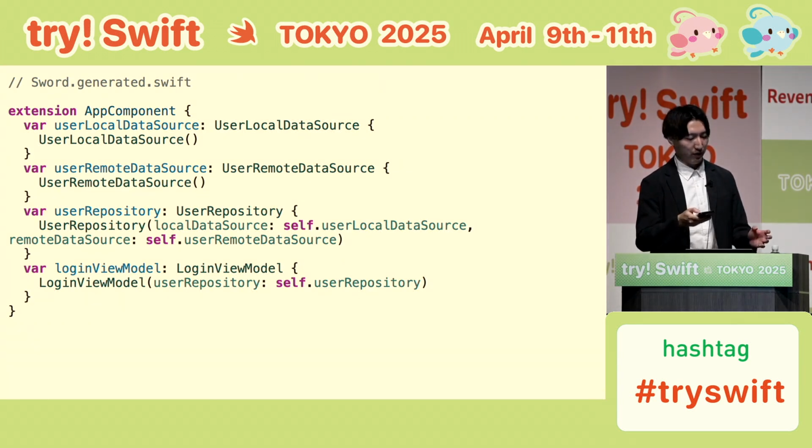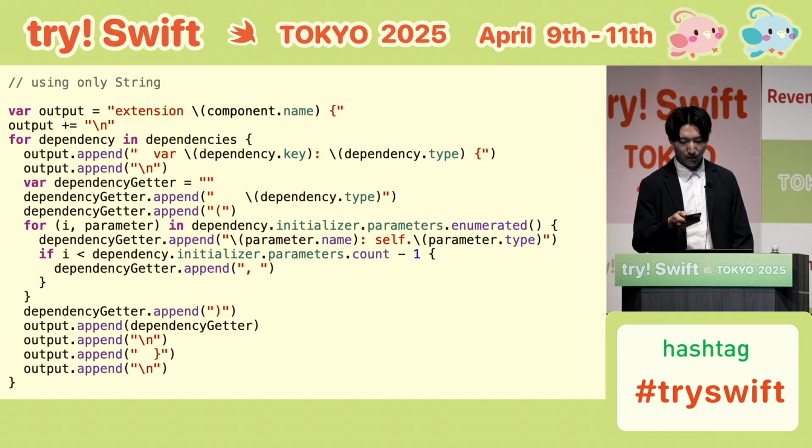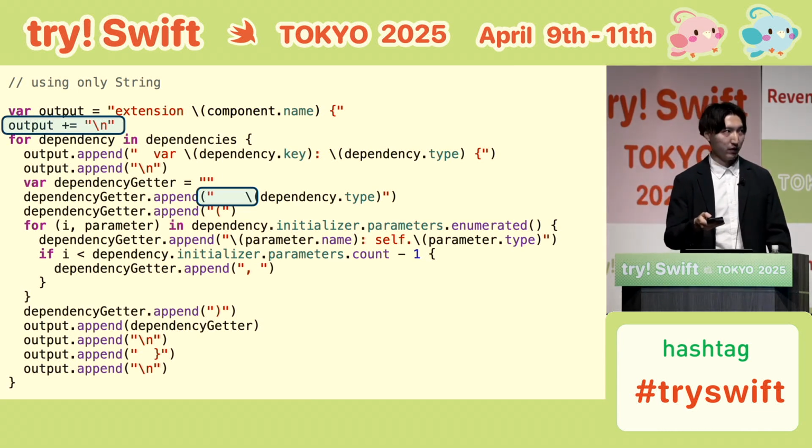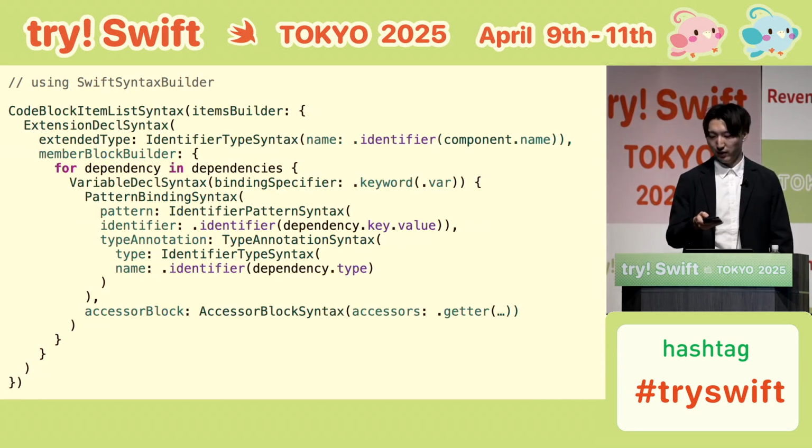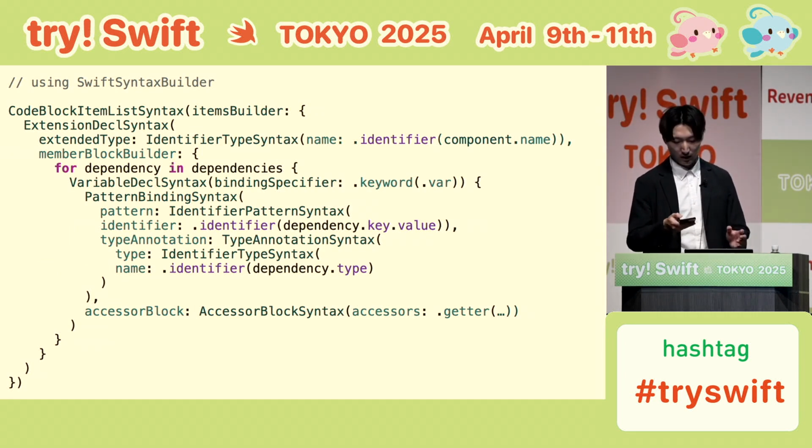Ultimately, we want to produce something like this. If we try to build the code as plain strings, however, it becomes difficult to manage readability. String-based generation requires a lot of manual handling for line breaks and indentation, which hurts maintainability. By contrast, if we use SwiftSyntaxBuilder, we can rely on result builder syntax to create a more intuitive, readable, and extensible code generation process.